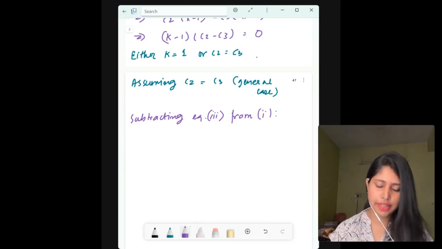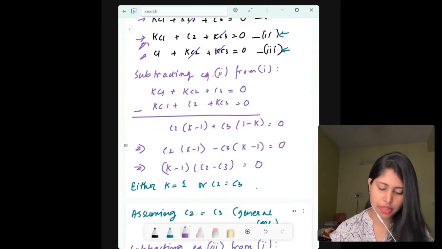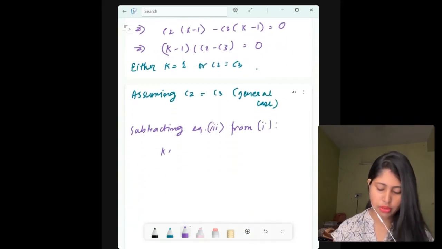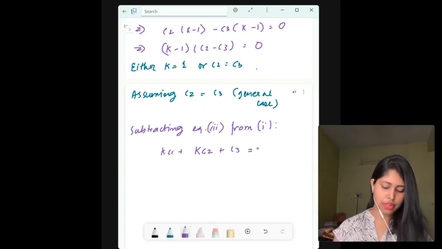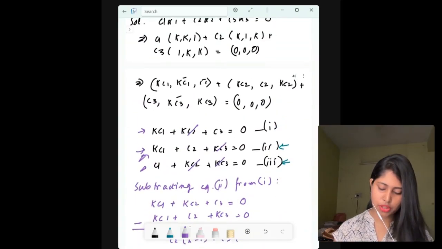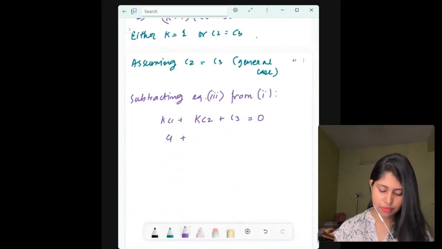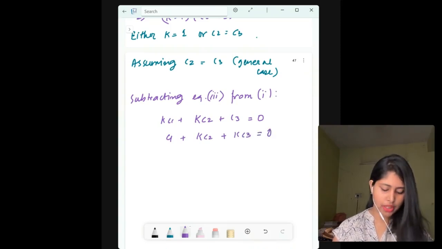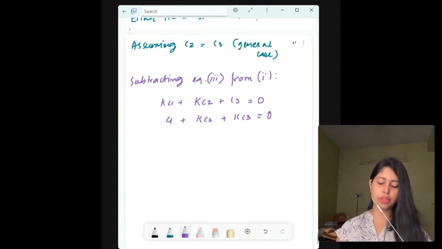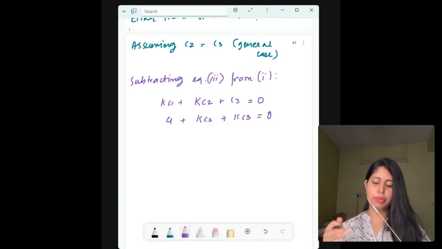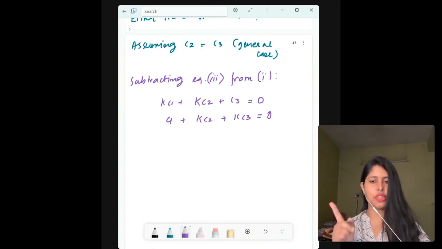Okay, so let us say that equation number 1 is kc1 plus kc2 plus c3 equals 0, and equation 2 is c1 plus kc2 plus kc3 equals 0, right? Now see, from here we will get that c1 will be equal to c3, or k is equal to 1 again. So one of our equations will be k equals 1.